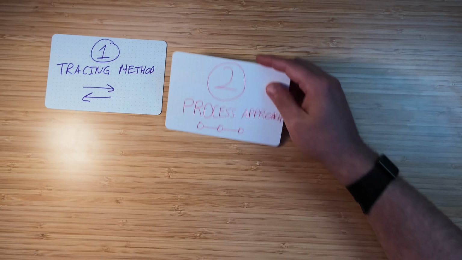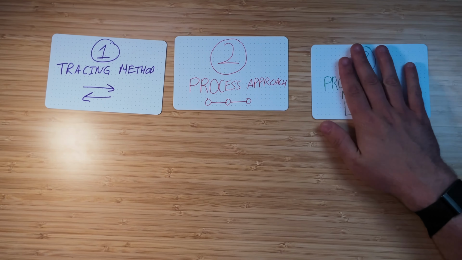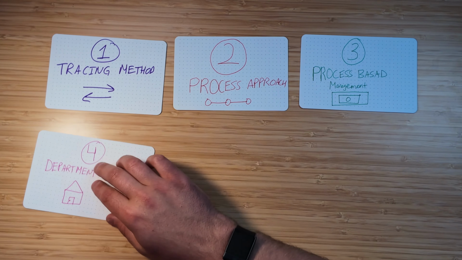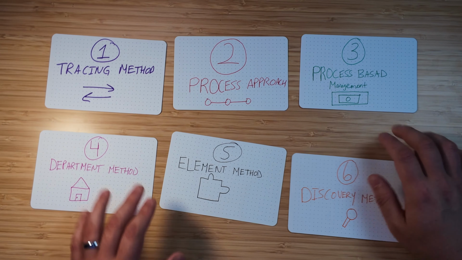What we're covering today is actually out of chapter 6 of the body of knowledge, which is focused on the preparation and planning of the audit. Once you have an audit plan in place, the next decision you have to make as an auditor is how do you actually approach that audit? The CQA body of knowledge highlights 6 strategies: the tracing method, the process approach, the process-based method, the department method, the element method, and the discovery method. And understanding these is really important. So let's jump into the first one, which is the tracing method.